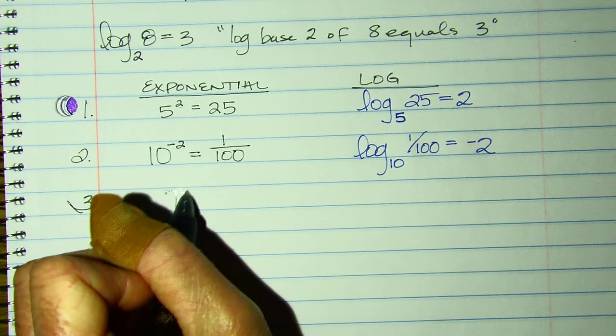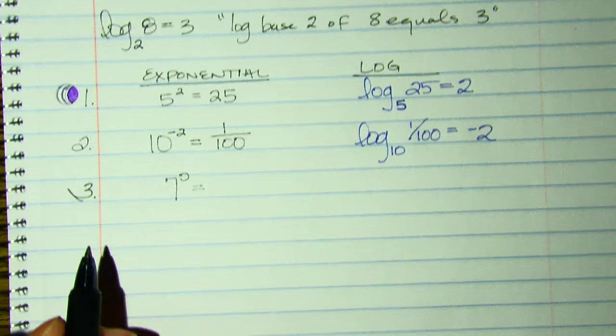So 7 to the 0th power. Now anything to the 0th power equals 1.